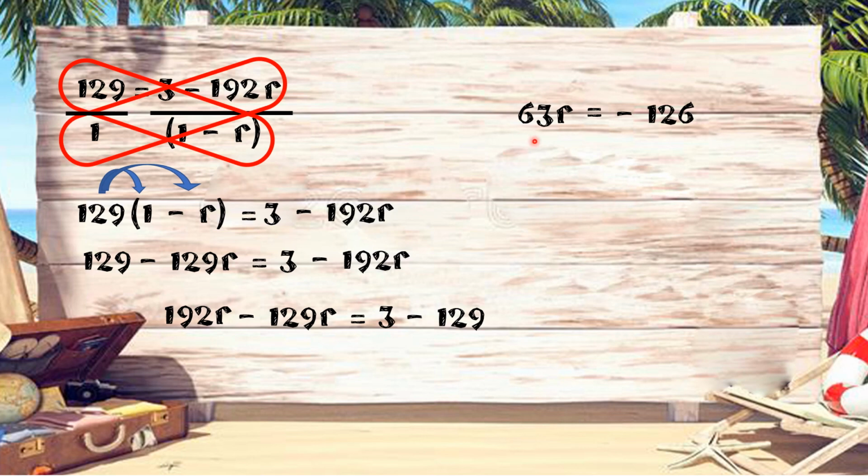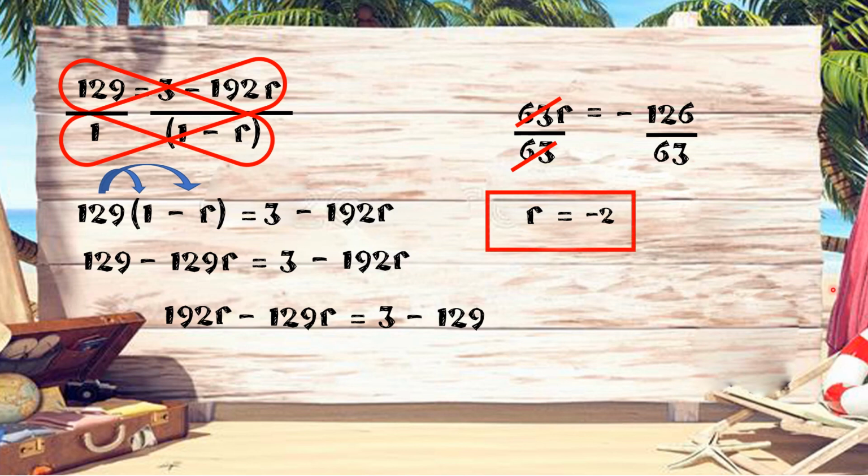Now, para makancel yung 63, we have to divide 63 on both sides of the equation. So, 63 divided by 63 is already 1. So, cancel na siya. And ang natira na lang natin sa left side of the equation is r equals negative 126 divided by 63 is negative 2. So, this is our ratio.